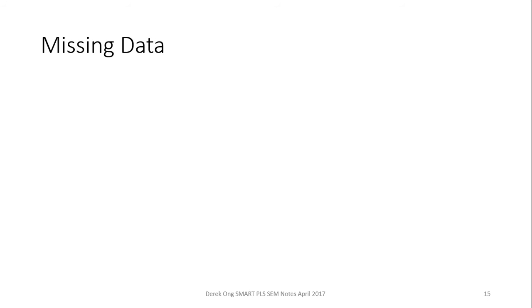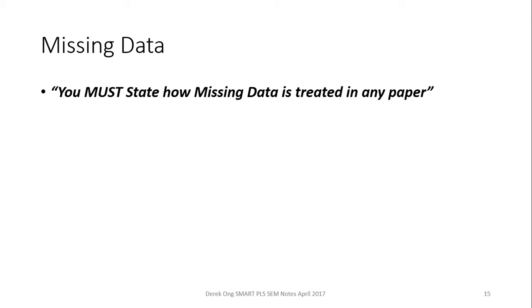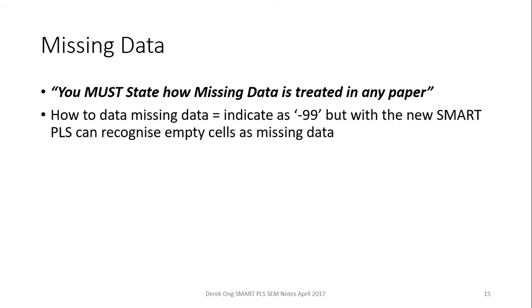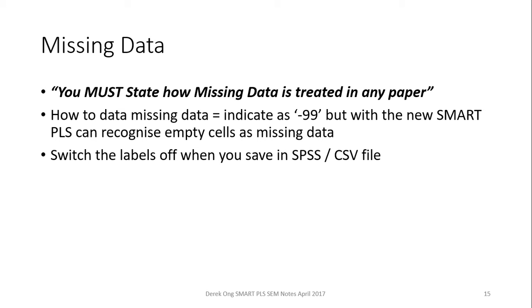which is how to put it into PLS. Most publications now would like you to deal with missing data and ask you very specifically how you dealt with those missing data. The most common way, of course, is to indicate negative 99 in those missing columns, but apparently the new SMARTPLS can recognize empty cells as missing data. And of course, you know that missing data is quite a nuisance. It could be due to some respondents not filling in certain variables within your questionnaire, and that could be quite a problem, especially if you're dealing with social science.